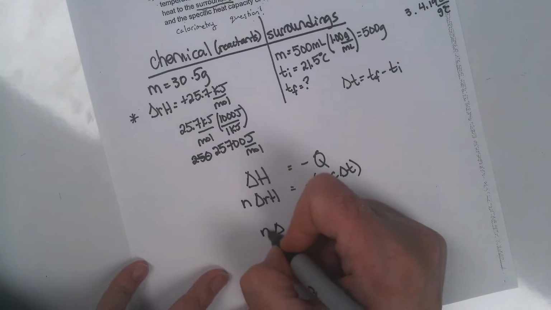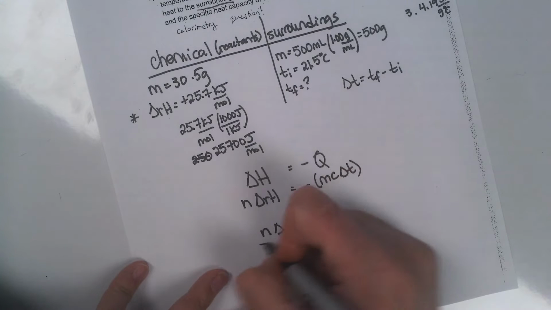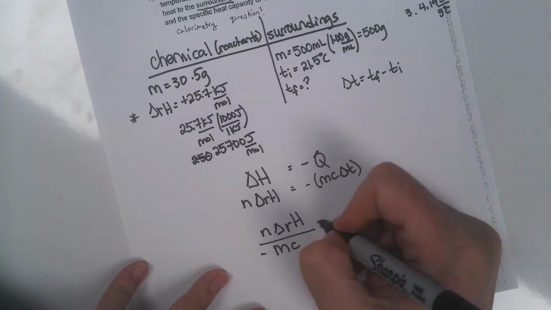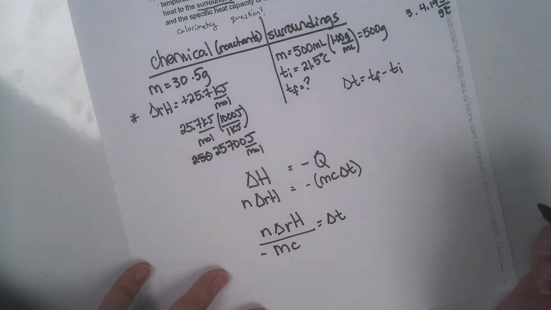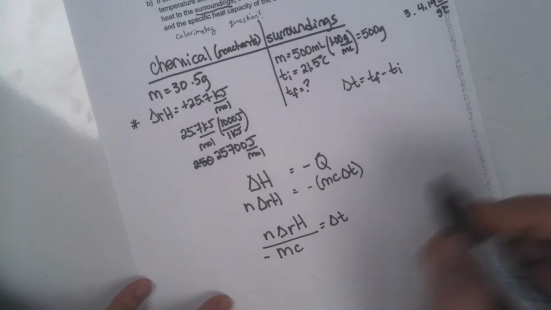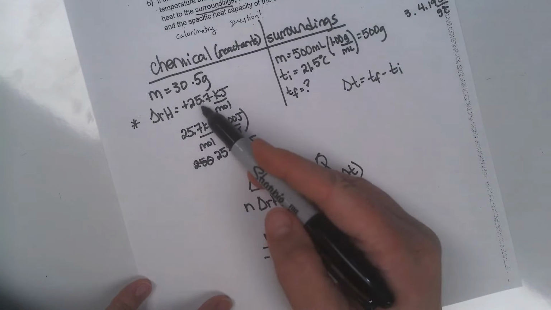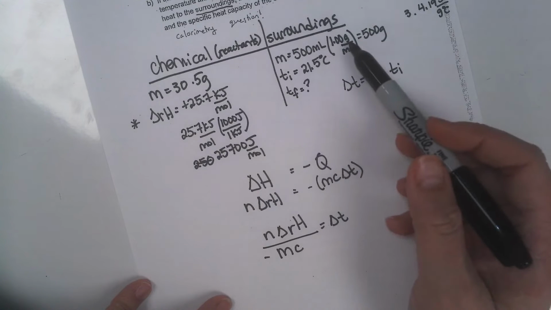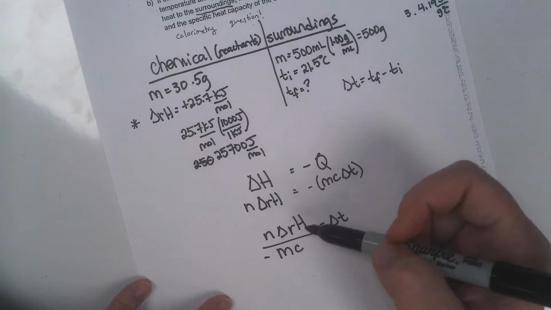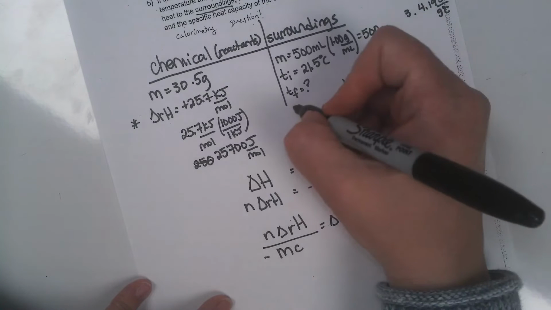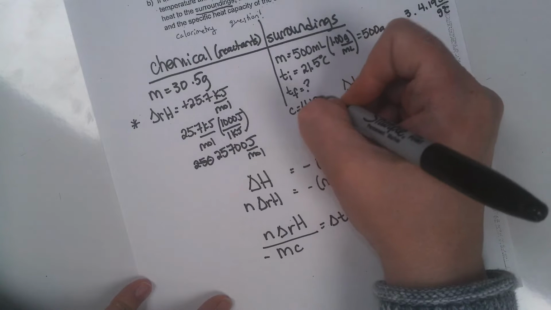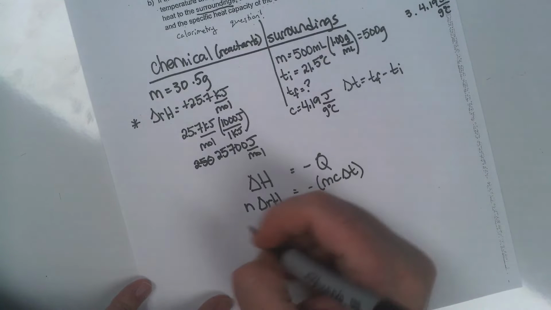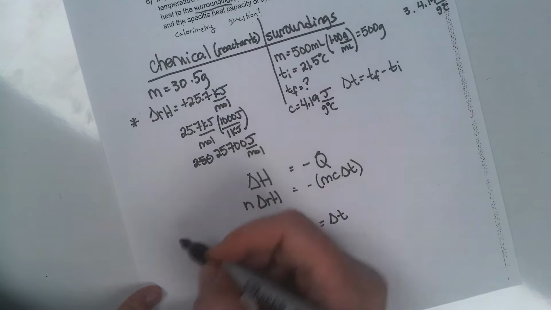So when we shift everything over, we're going to pull the negative with it because we want our delta T to be in a positive situation. We have the delta RH, it's 25.7 kilojoules per mole. We have the mass of the surroundings, which is 500 grams. We have the specific heat of the surroundings, which is 4.19 joules per gram degree Celsius. What we don't have is this mole piece.